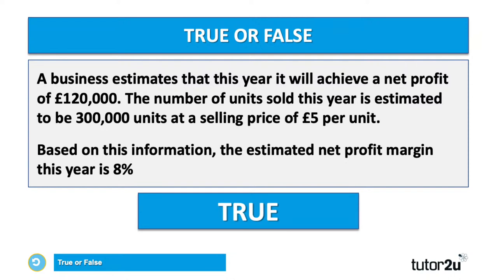It is, of course, true. If we work out the sales revenue, 300,000 units at £5 each, 1,500,000. The net profit divided by the sales revenue times 100 will give an answer of 8%. So it is true. Well done if you got that right.